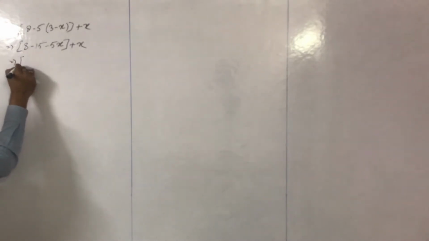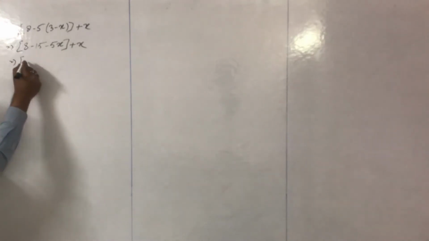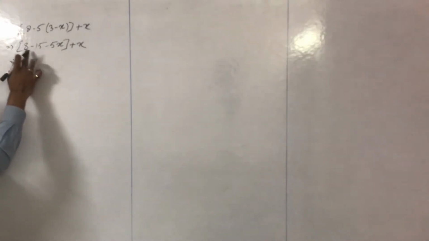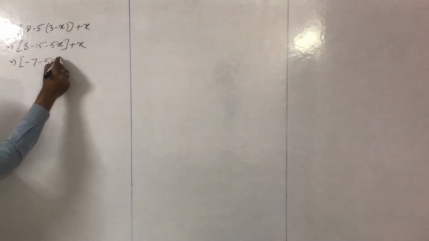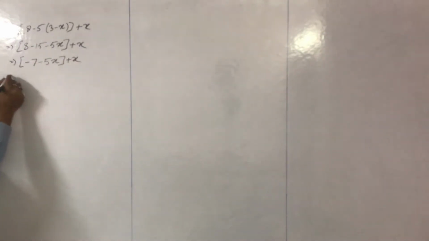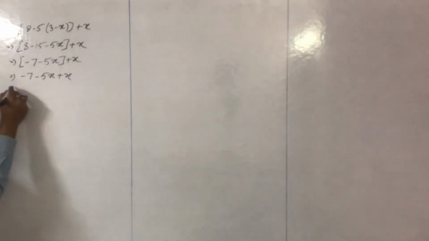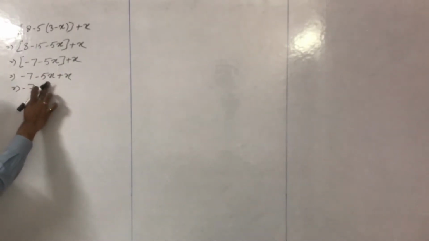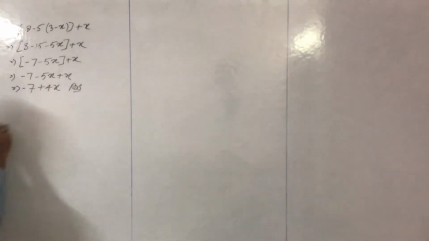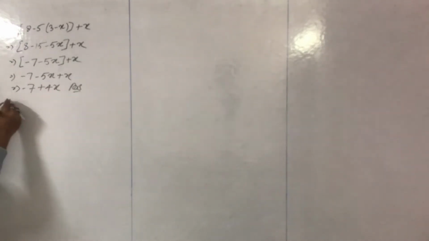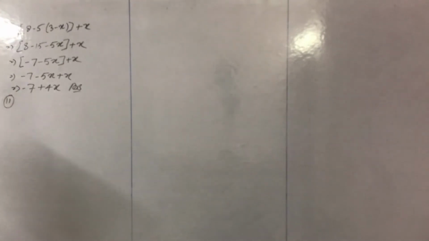Now 8 minus 15, so 8 minus 15 will be minus 7, and the sign is negative, minus 5x plus x. In the next step, minus 7 minus 5x plus x. So the answer is minus 7 minus 5x plus x, which is minus 4x. So 4x with negative sign and 7 with negative sign.